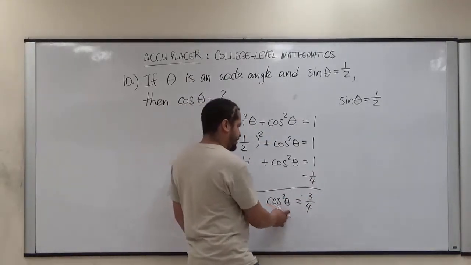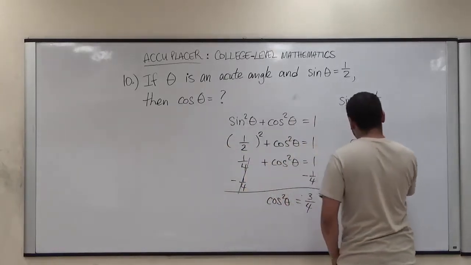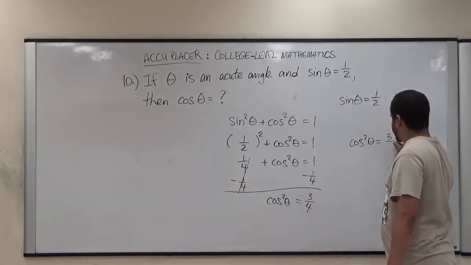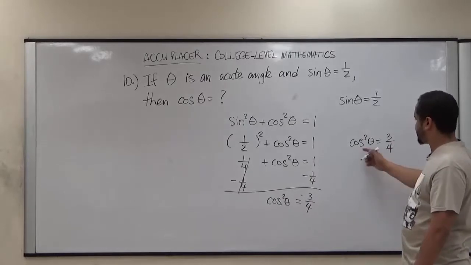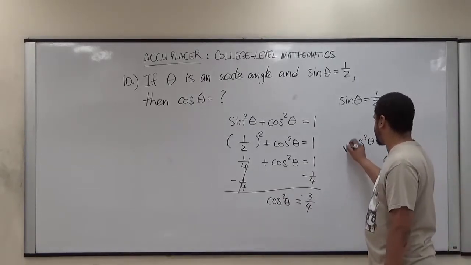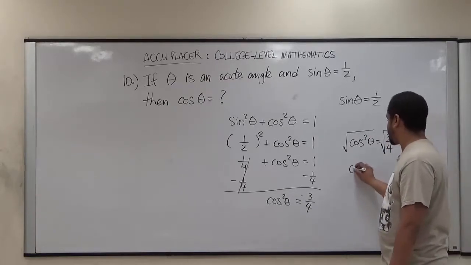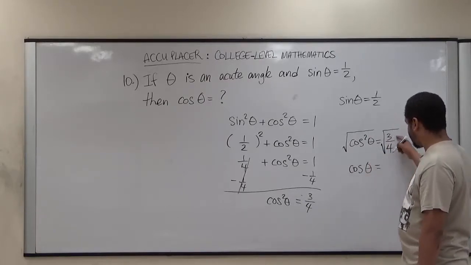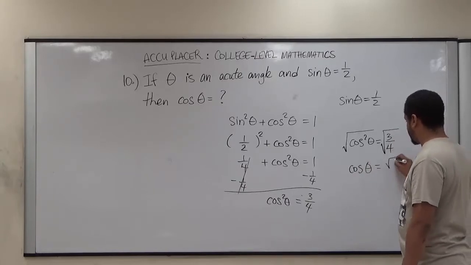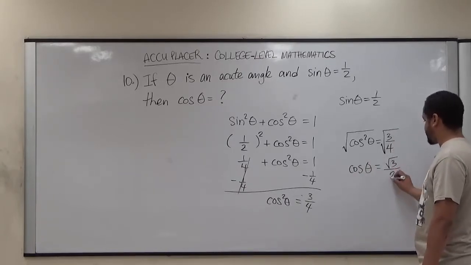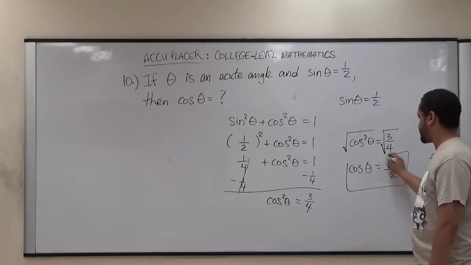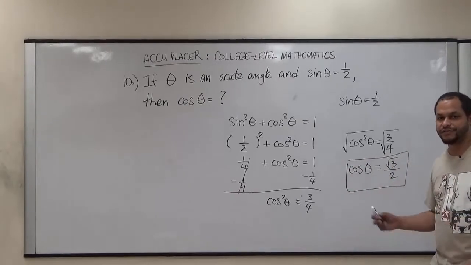And now to finish this off, we have the cosine squared of theta is equivalent to 3 over 4. And now we know that this is a perfect square, so if we took the square root of both sides here, we'll get the solution to cosine of theta, which in this case, the square root of 3 is just the square root of 3, and the square root of 4 becomes 2. And there we have our solution. Cosine theta is equivalent to radical 3 over 2.